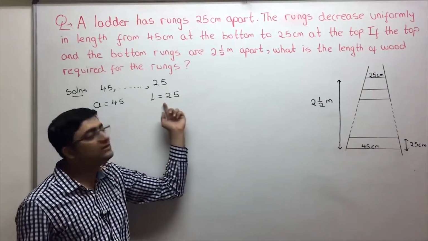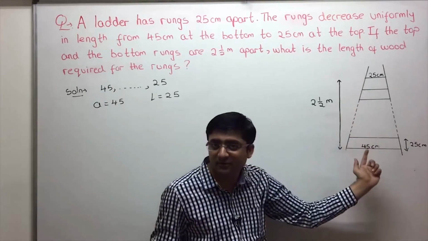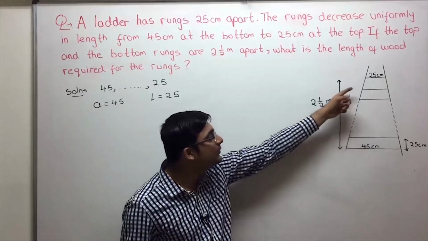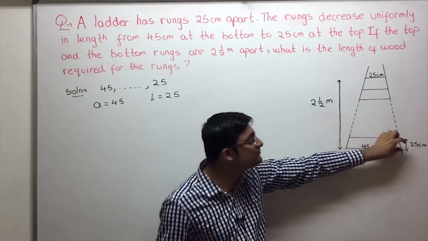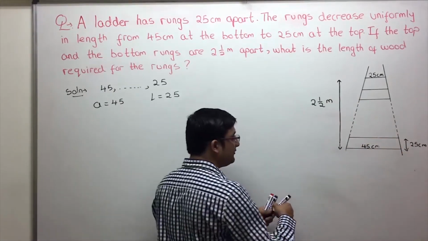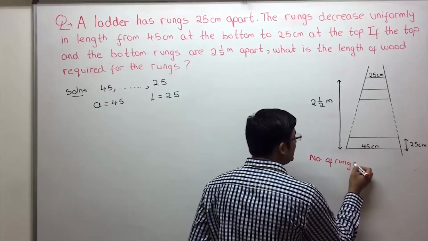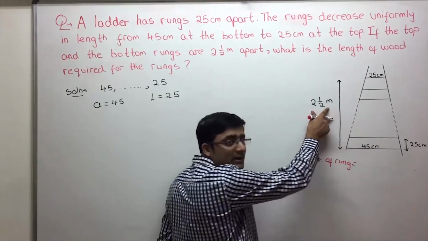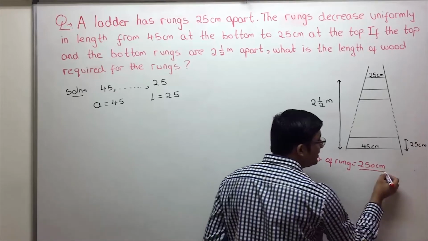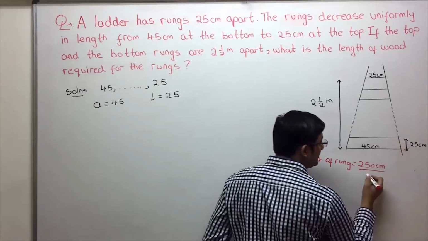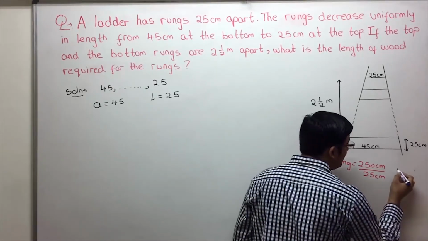We have the first term, we have the last term. What do we need now? We need the number of terms, which is the number of rungs. How do we get the number of rungs? We're given that the distance between the topmost and bottommost rung is 2.5 meter and the distance between two adjacent rungs is 25. Based on this, we can get the number of rungs. It is the distance between the topmost and bottommost, 2.5 meters, converted to centimeter, so 250 centimeter, divided by the distance between two adjacent rungs, 25 centimeter. Now the tricky part over here: this plus 1.